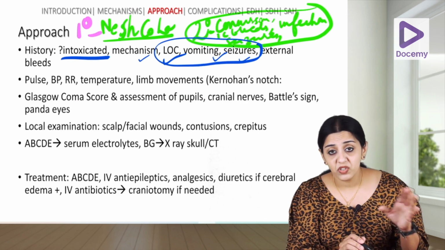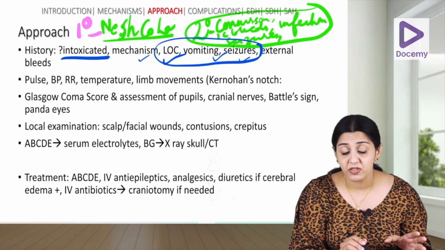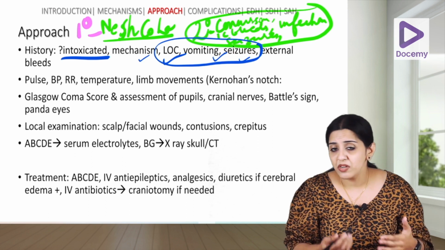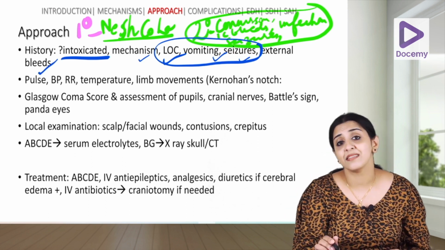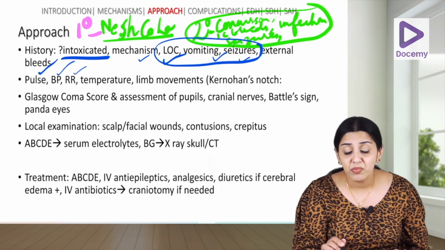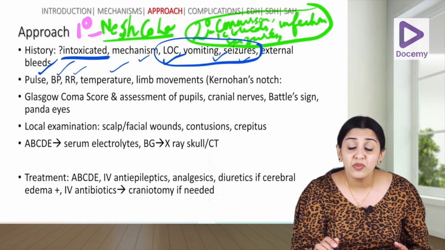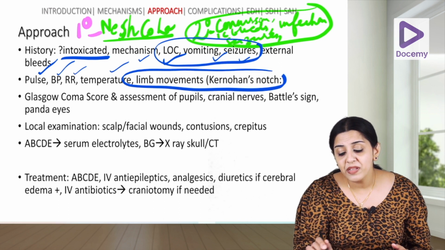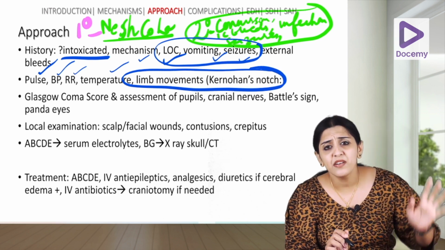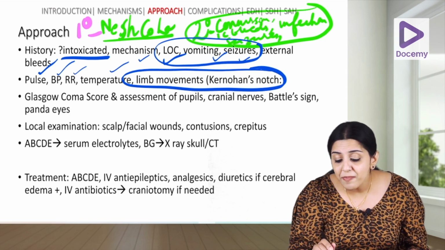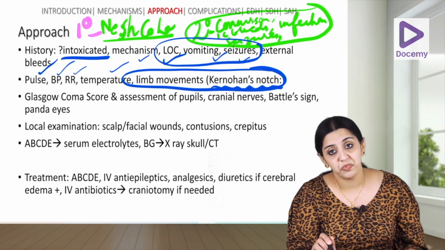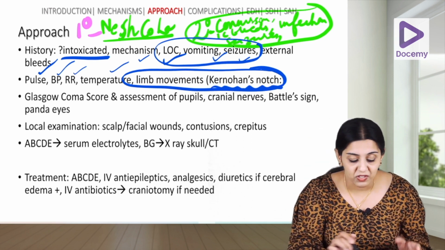Once the main point of the history is over, simultaneously, actually not once it's over, simultaneously you have to check the patient's vital signs like pulse, blood pressure, respiratory rate, temperature, and also limb movements. Now you would be thinking that if a patient has a lacerated wound on the scalp, why should we check the limb movements? Well, there is something called Kernohan's notch, which is also a keyword, Kernohan's notch.